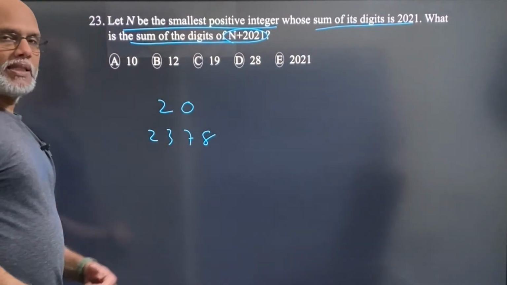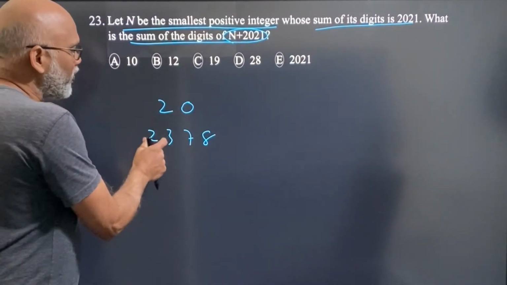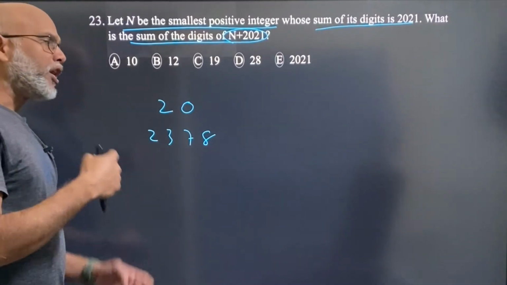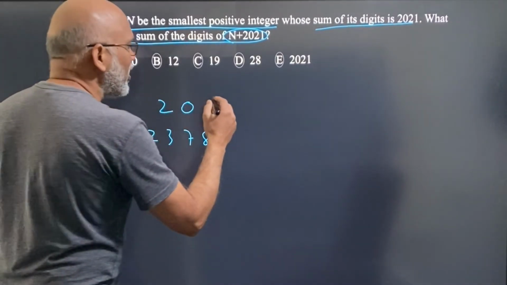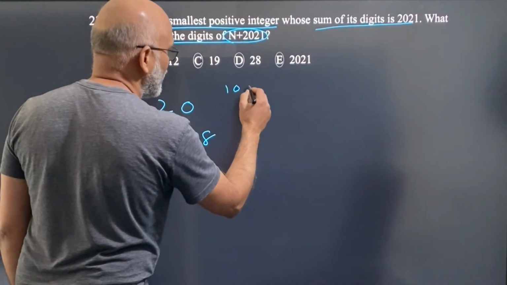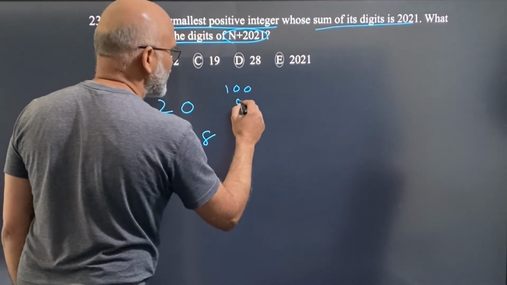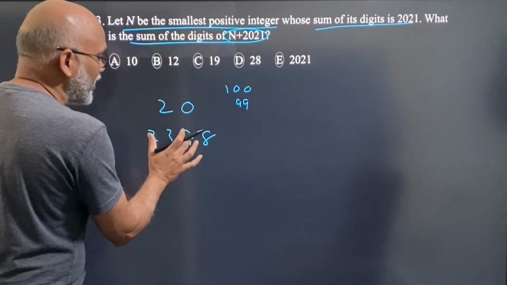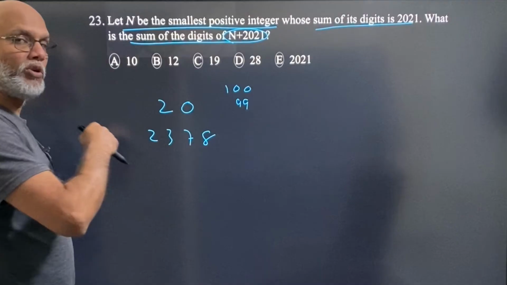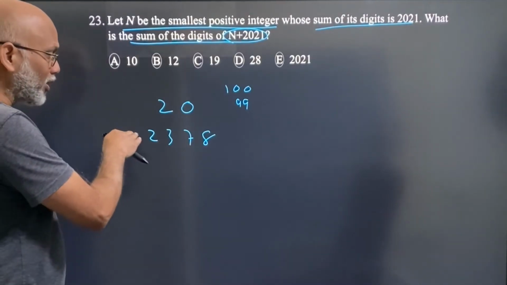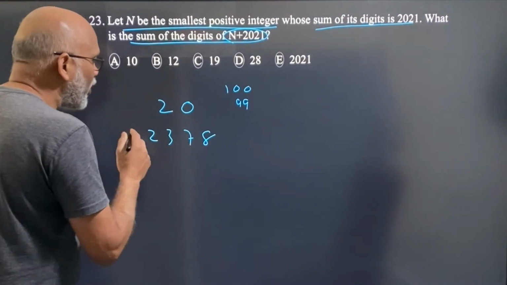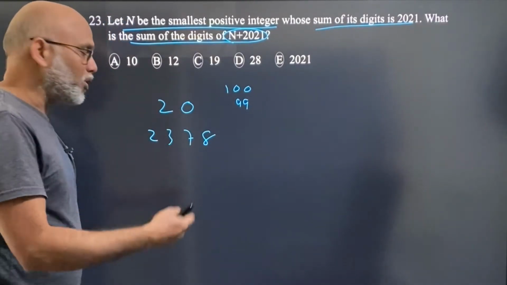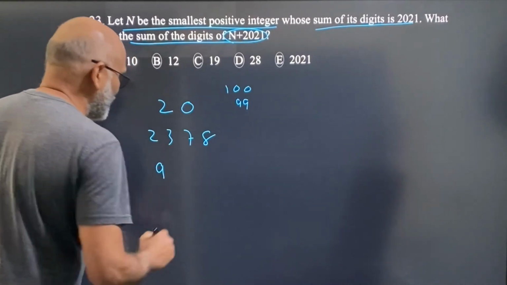But can I do better than this, right? Somehow, if I can reduce the number of digits, that will be a smaller integer. Remember, the smallest 3-digit integer is always greater than the largest 2-digit integer, right? So if I can reduce the number of digits, the integer will be smaller, because we want to minimize this integer. Now if I want to minimize this integer, I want to use the biggest 1-digit number, which is 9. So I want a 9, right?